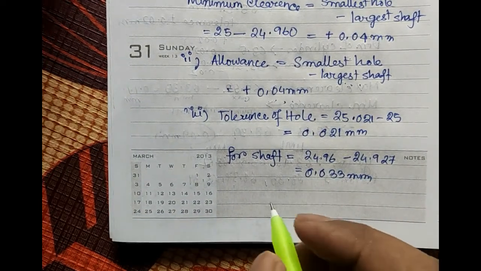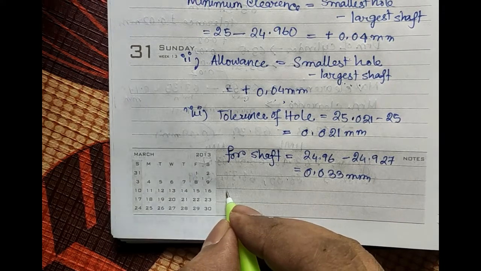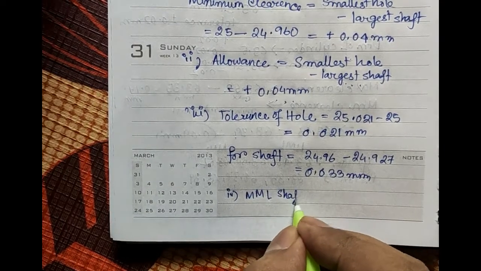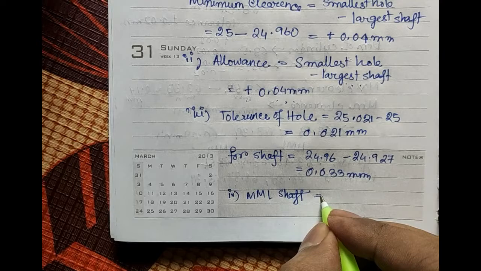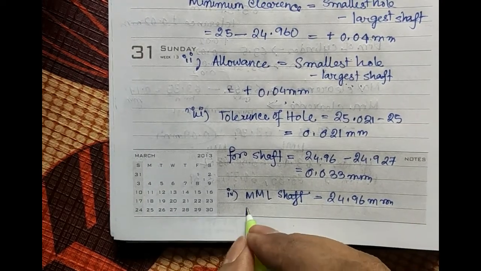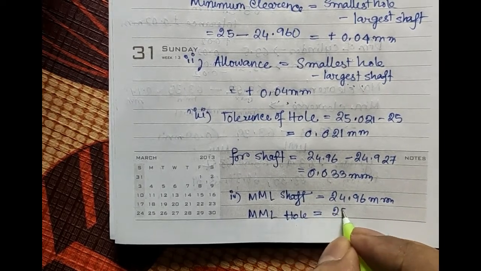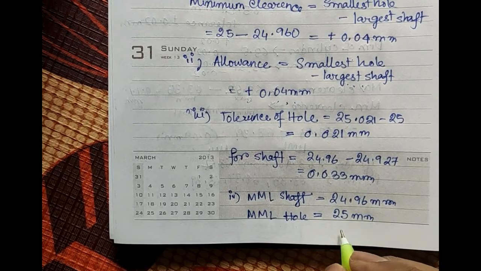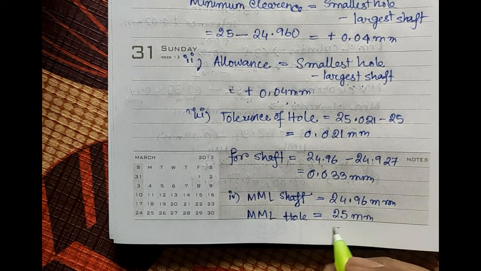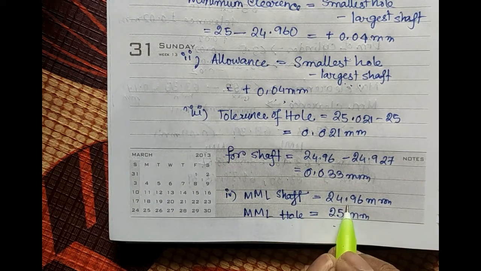And what will be the MML, the maximum metal limit, for the shaft? So the last one, MML for shaft, that is 24.96 mm, and MML for hole, that is equal to 25 mm. So the maximum metal limit will be 25 mm for the hole, that means the lower limit of the hole, and for the shaft it is the upper limit, that is the maximum metal limit.